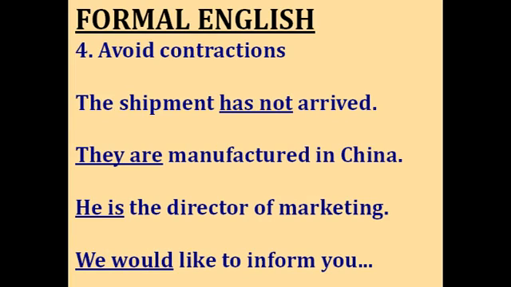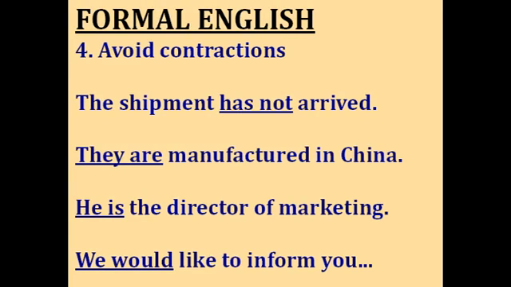Okay, now check your answers. Instead of hasn't, we say the shipment has not arrived. Instead of they're manufactured in China, they are manufactured in China. He is the director of marketing. And we would like to inform you. Okay, so always avoid contractions in formal English. Always write out the long form of the two words.